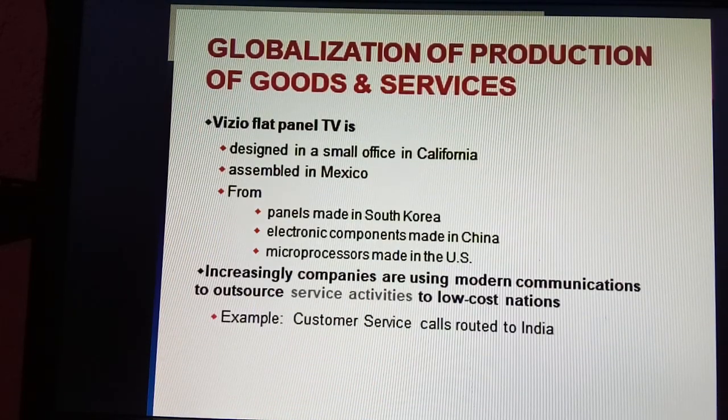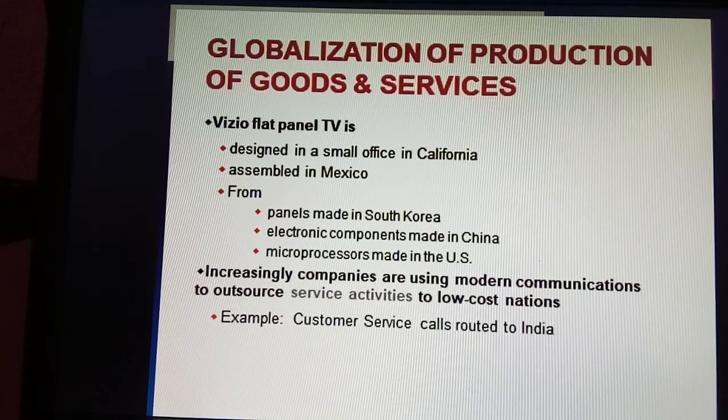Now we have the globalization of production of goods and services. Earlier it was said that economic globalization is also the globalization of production of goods and services. One example is the Vizio flat panel TV. The Vizio flat panel TV is designed in a small office in California, USA, but it is assembled in Mexico, from panels made in South Korea, electronic components made in China, and microprocessors made in the USA. So as you can see, there is proof of globalization of production of goods, particularly the Vizio flat TV.